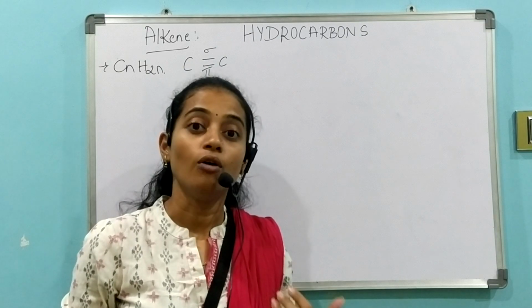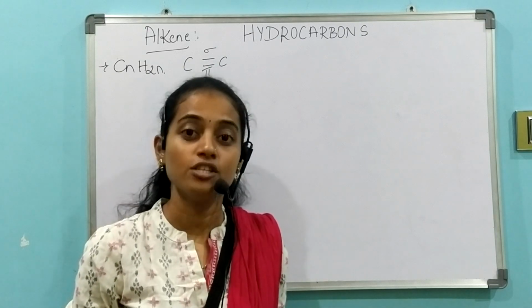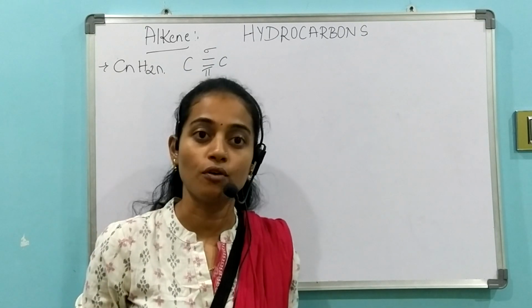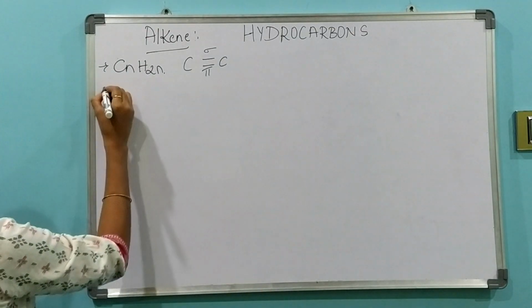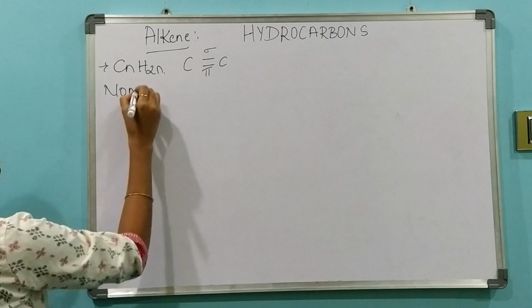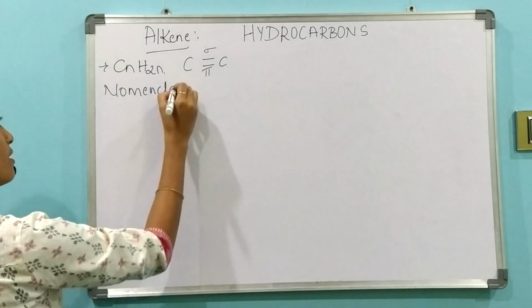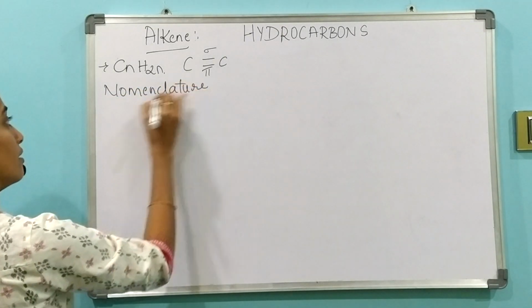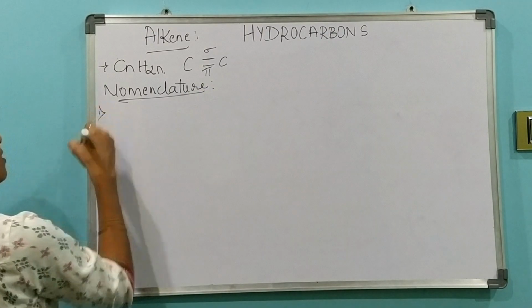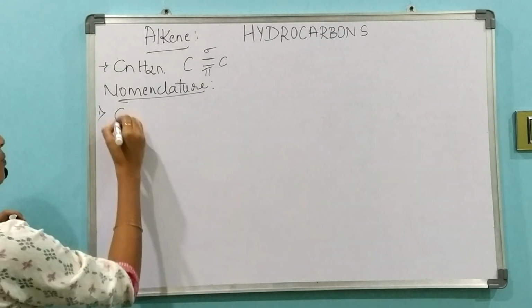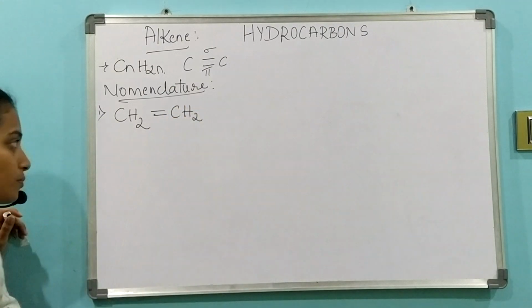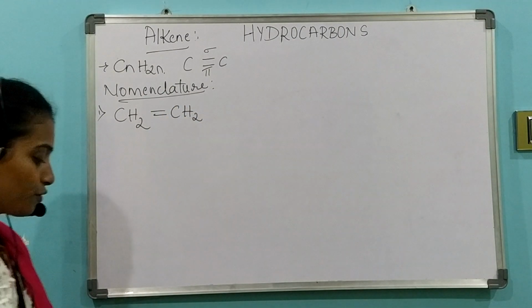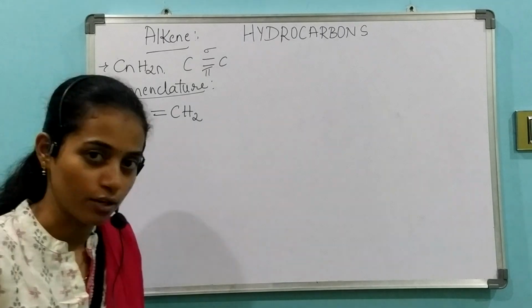We have to see how to name the alkenes, that is nomenclature of the alkenes by following the IUPAC rules. First, let us start the nomenclature of the alkenes. Let us see some examples. First example, CH2 double bond CH2. What are the rules of the IUPAC?